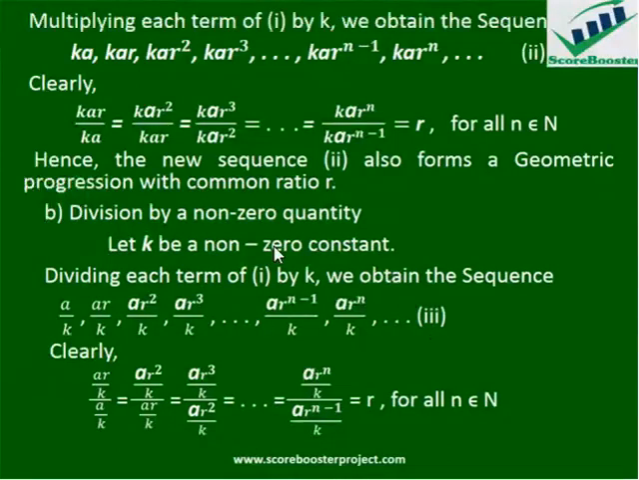So to check if this is a geometric progression, we know that a over k is the first term. We have to divide the second term by the first, the third by the second, the fourth by the third, which must all be equal to dividing the (n+1)th term by the nth term. So if we evaluate this, we all get r. Since it has a unique common ratio, therefore the new sequence obtained by dividing each term of a geometric progression by a non-zero constant k also forms a geometric progression.